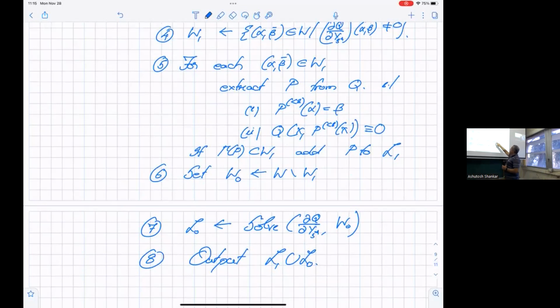Now look at any p for which (alpha, p(alpha)) lies in W and ∂Q/∂Y star is zero at (alpha, p(alpha)). That's a candidate p which you should have extracted. But it happened that for all those alphas, ∂Q/∂Y star vanishes, which is why it didn't go into W1. For those p's, this is the candidate polynomial. So you could have shrunk your right hand side from W to W0 and the polynomial Q to ∂Q/∂Y star. And this will extract all of those p's which you didn't extract in the first step.